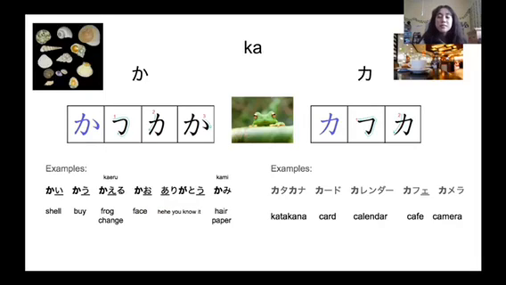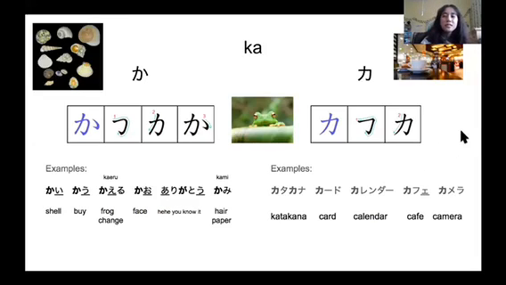For katakana, it is very similar to the hiragana of ka. Some examples are katakana, and then card, which is kado. Calendar is karenda. Cafe is kafe. And camera, which is kamera. And we'll learn about the little hiragana, like on cafe.